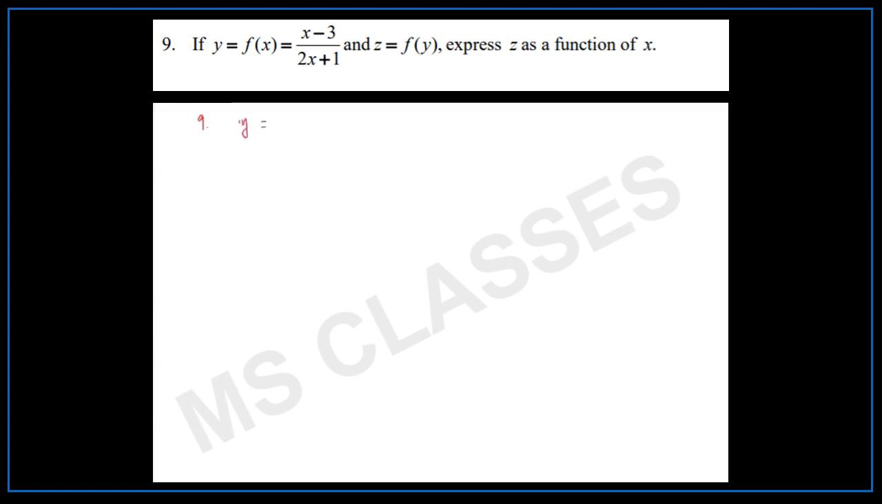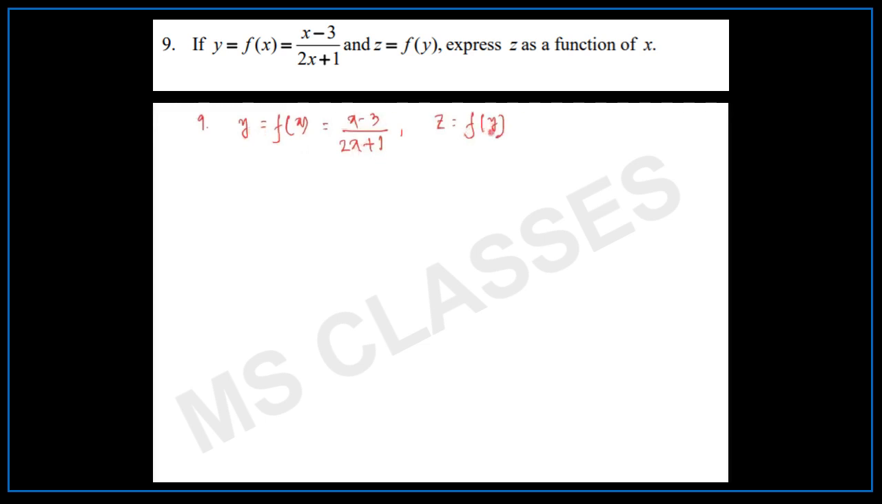y equal to f(x) equal to (x minus 3) by (2x plus 1). z equals to f of y. Now we have to represent z in terms of x. So what we can do? First of all, we see here the value of y is (x minus 3) by (2x plus 1).